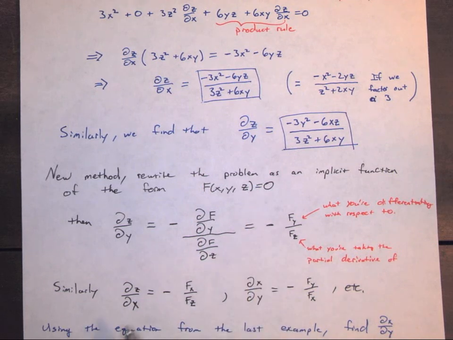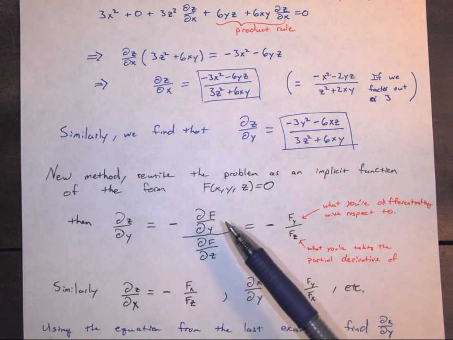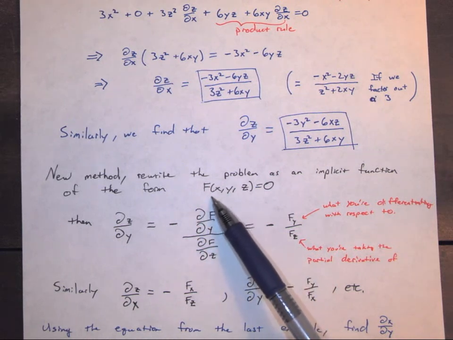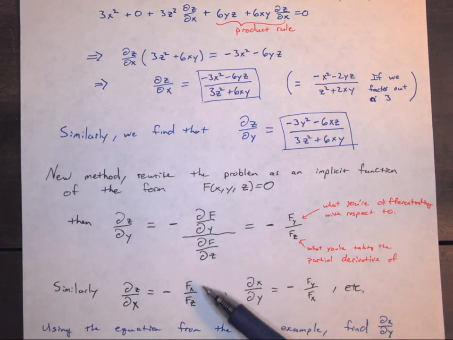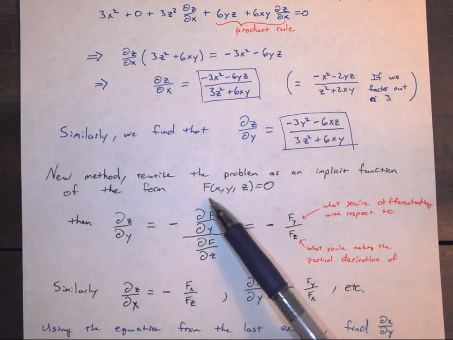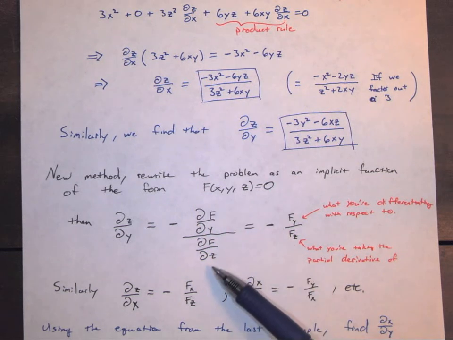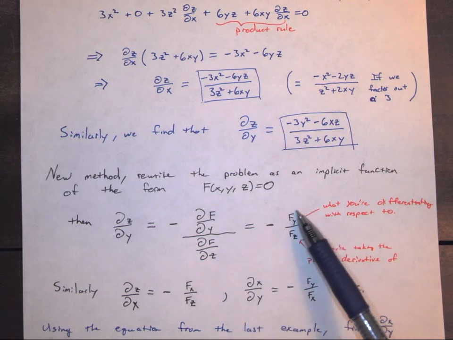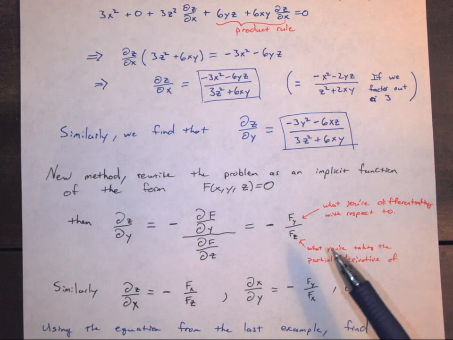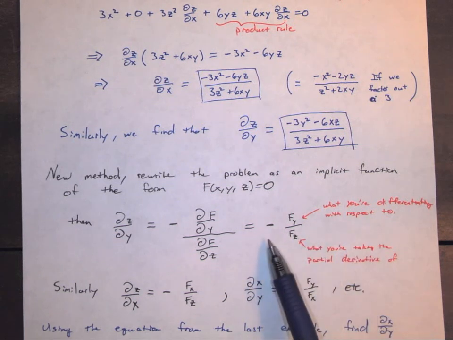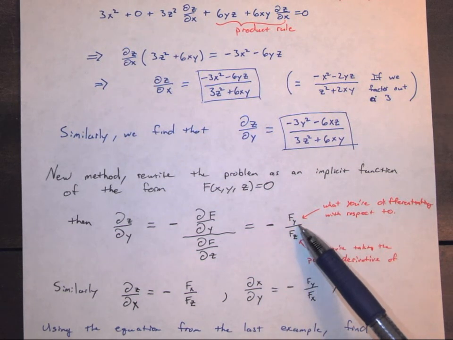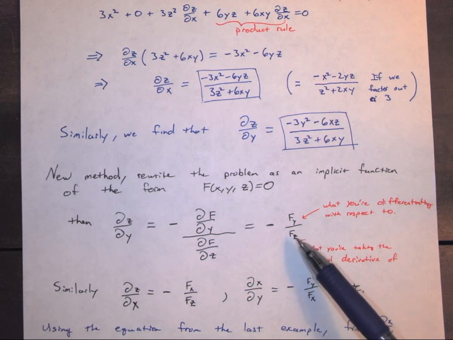If I write my expression in this way, and let's say I want to take a partial derivative of z with respect to y, this formula says that it's equal to minus the partial derivative of this new function, capital F, with respect to y, divided by the partial derivative of this new function F with respect to z. Or written with subscript notation, which just makes things a little simpler to read. This is the exact same thing. It's just saying negative partial derivative of F with respect to y divided by partial derivative of F with respect to z.